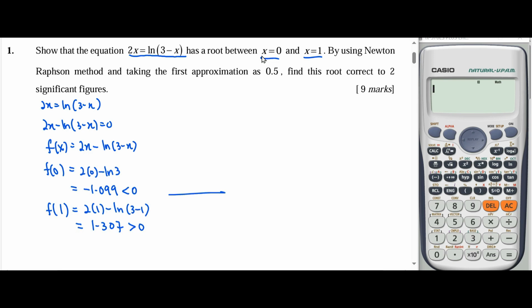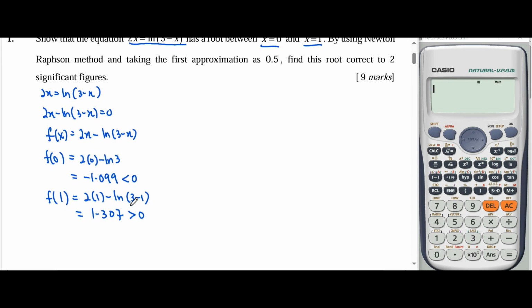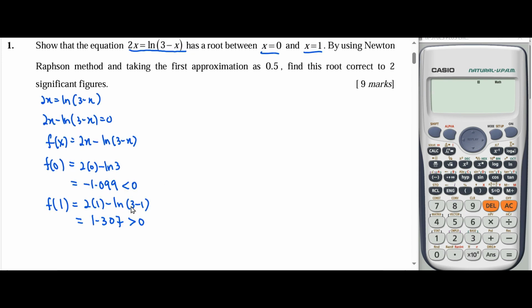Say one y coordinate is negative, which means below the x-axis, and the other coordinate is positive, so above the x-axis. When these two coordinates have a changing sign, it means that the function will touch the x-axis at least at one point. Maybe the curve goes down and up, we're not sure. But from this algebraic method, as long as the y coordinate has a changing sign, we can say this equation has a root between x equals 0 and 1.